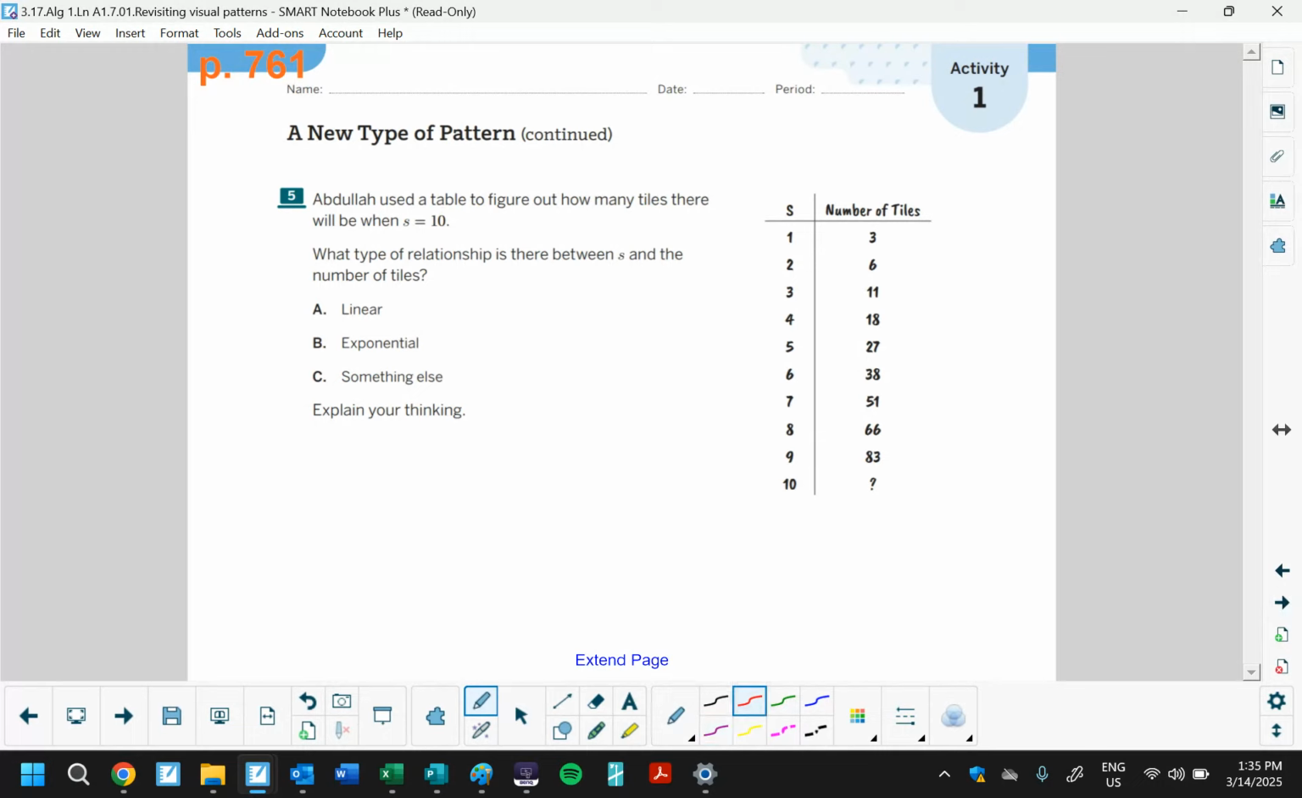Recalling, please, what we said about something that is linear. Does it increase by the same amount? Well, I see this goes up by 3, and then it goes up by 5, and then goes up by 7. There is a pattern, but it is not a linear pattern. It does not have a common difference.